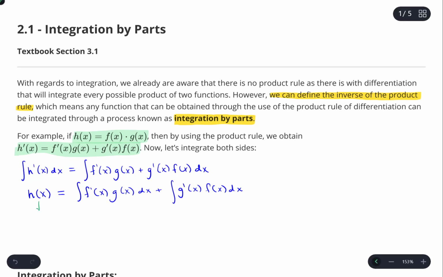But we also know h of x is just the product of these two functions, f of x times g of x. That's just from the original statement of the problem. So that's still equal to everything I have on the right-hand side. So let me just recopy that down.